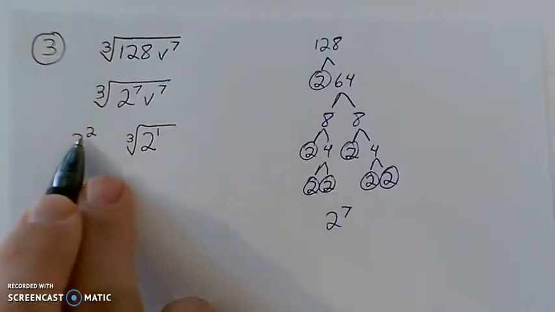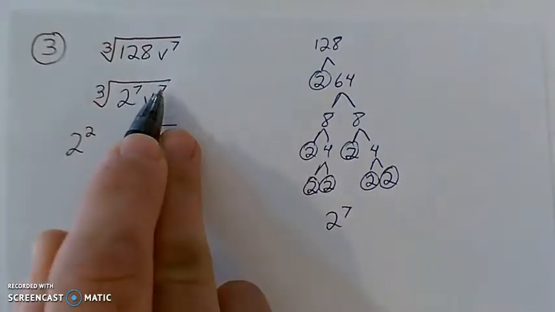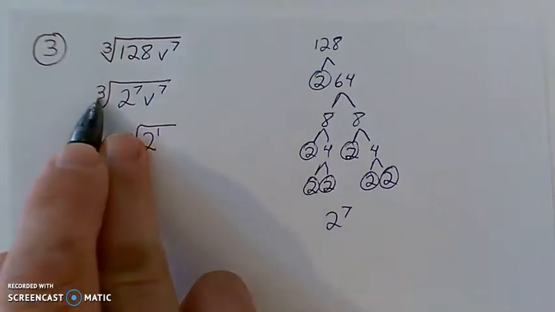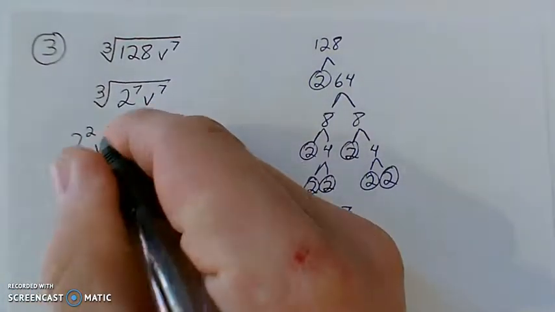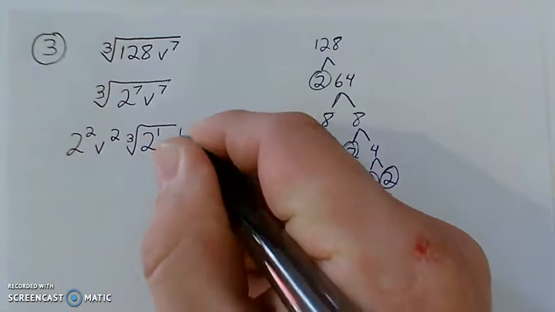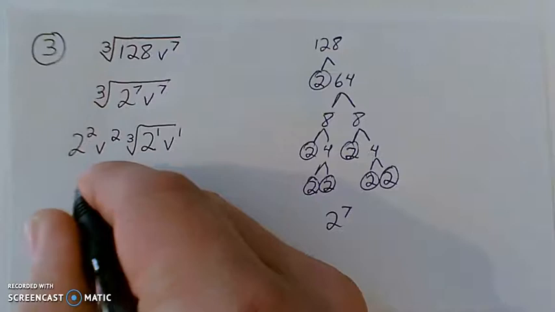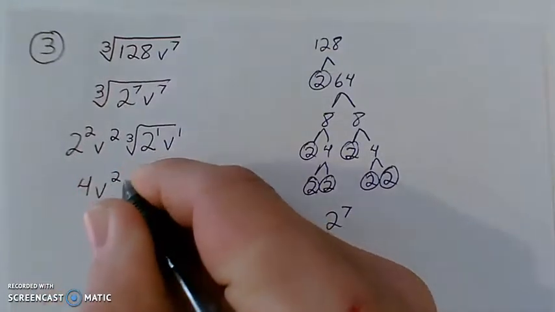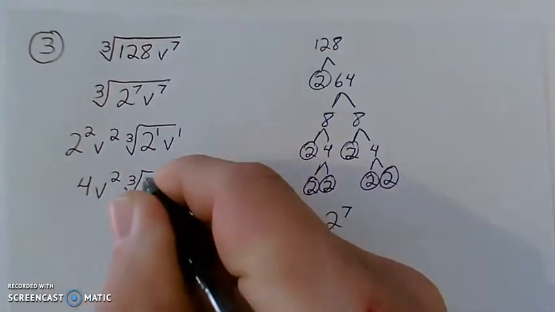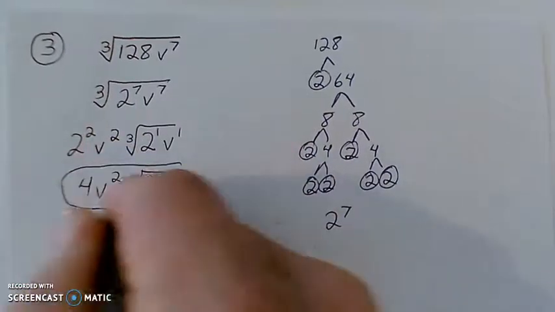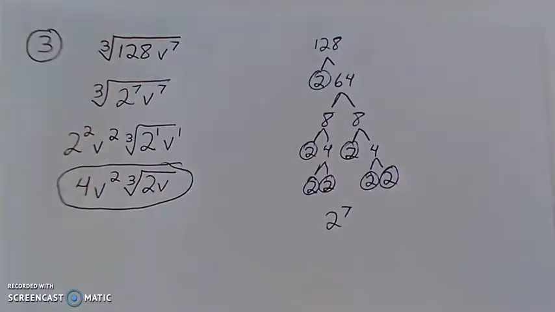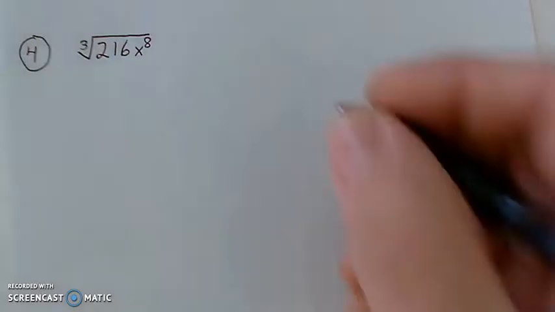7 divided by 3 was 2 with a remainder of 1. Now for the v, it's actually the same thing. 7 divided by 3 is 2 with a remainder of 1. So my final answer, I'm going to simplify as 2 squared, v squared times the cube root of 2v for this problem.